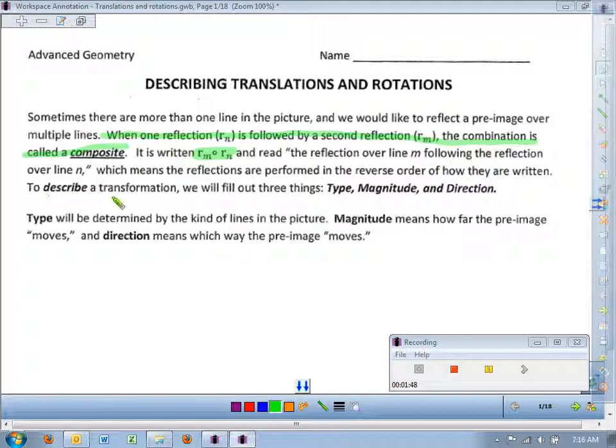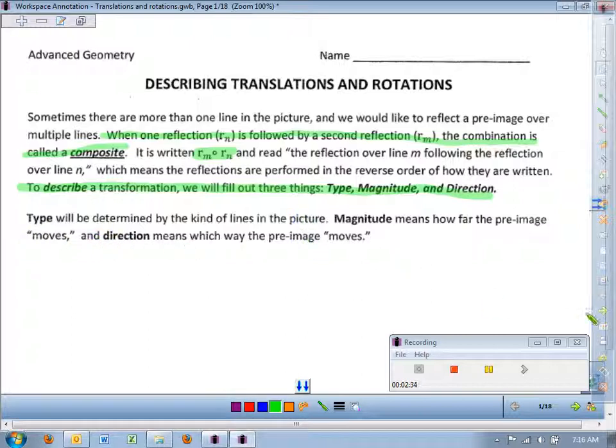To describe a transformation, let's highlight this. To describe a transformation, we will fill out three things: the type, the magnitude, and the direction. What does type mean? Type is either a translation or a rotation. What type of transformation are we doing here? So we'll figure out if it's a translation or a rotation by the kind of lines that are in the picture. And we'll see as we go on. Magnitude means how far does the pre-image actually move. I'll show you that. And the direction means which way did it move.